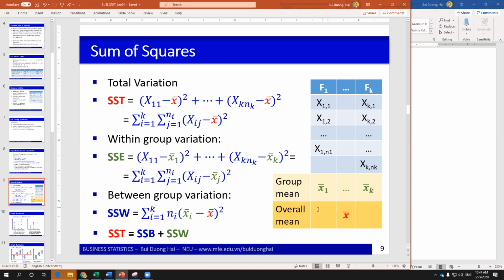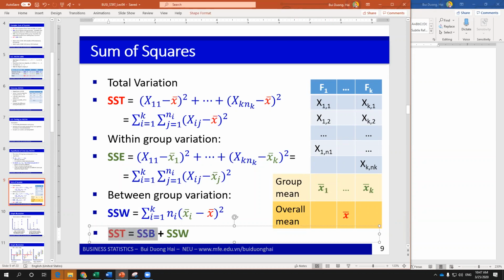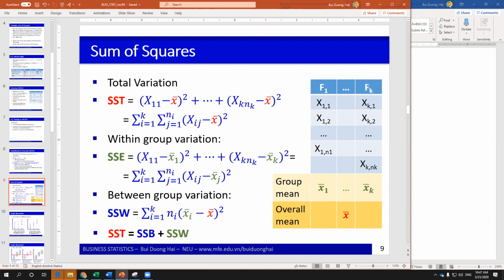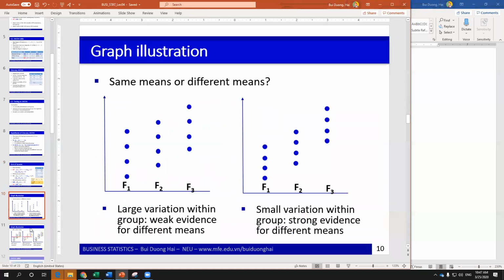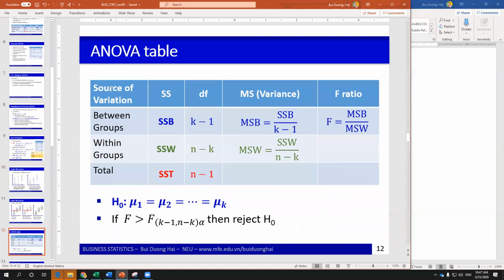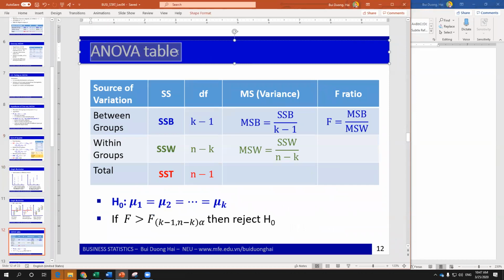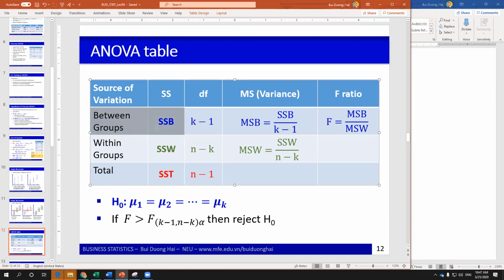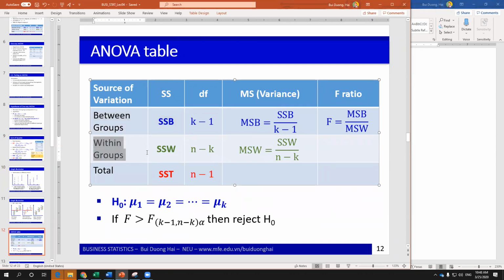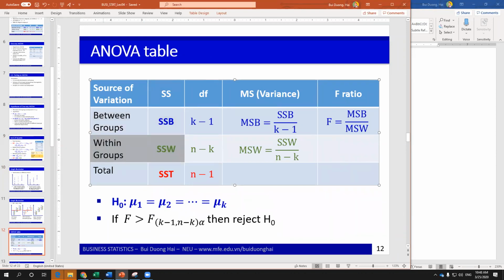Then I have SST equal SSB plus SSW. But in general, I have K groups, and in general, I have many elements. Then I have another table. SSB calculates between groups, SSW within groups, and then the sum SST.